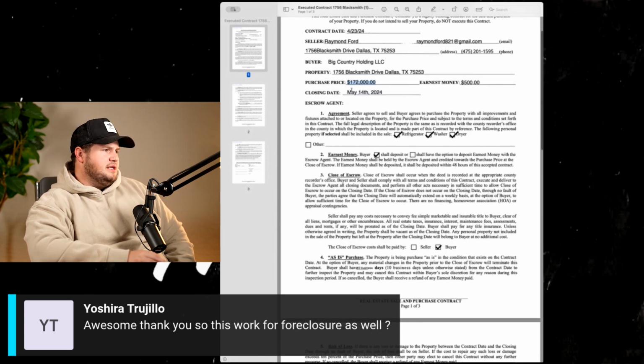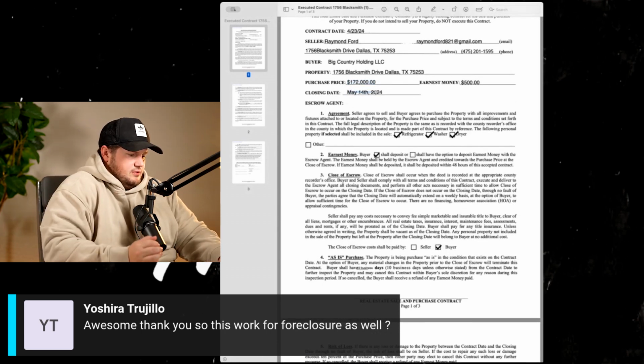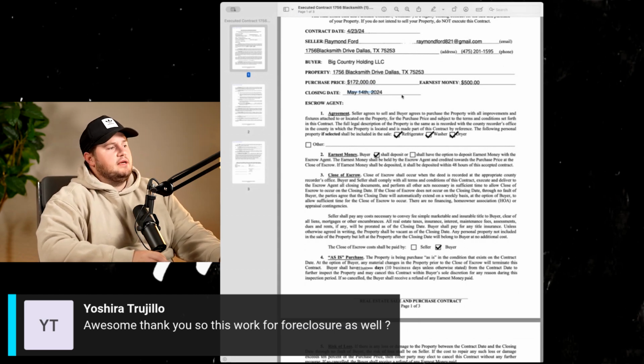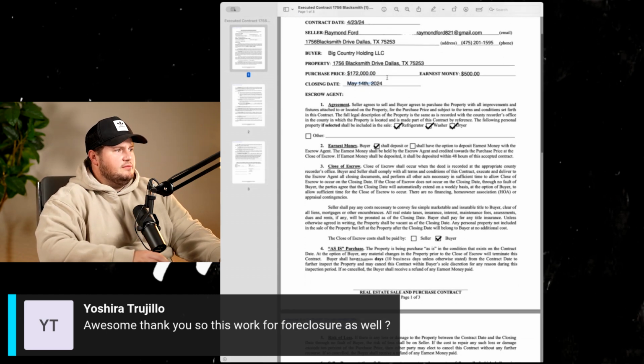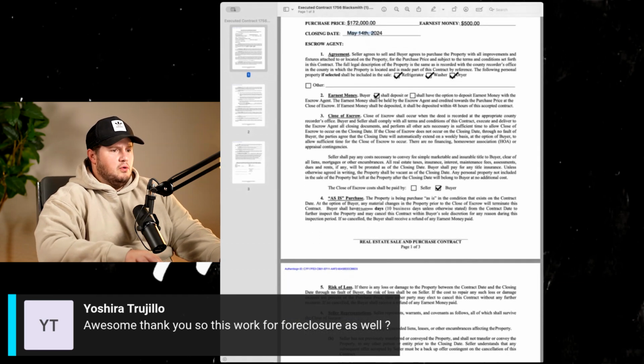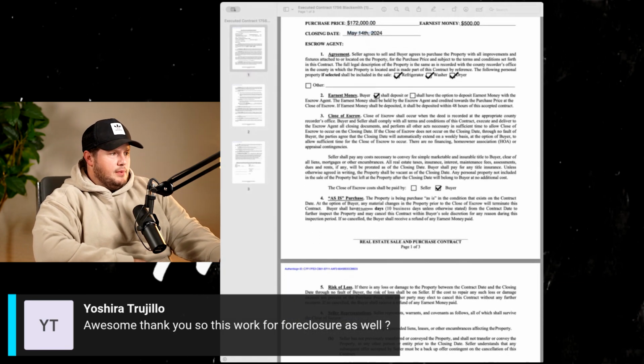Cool. So closing date on this one, May 14th. So we actually extended closing. It closes on Monday this coming week. So this is a cash deal. So a few things to note when it comes into the nitty-gritty stuff. So you can't come in here, and this is important.